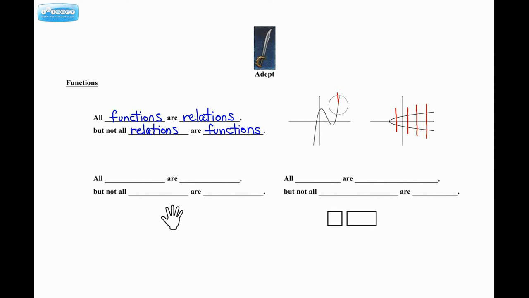Well, this analogy you can actually extend outside mathematics. So let's have some fun with it. Look at a hand. All thumbs are fingers, it's a type of finger. All thumbs are fingers, but of course, not all fingers are thumbs.